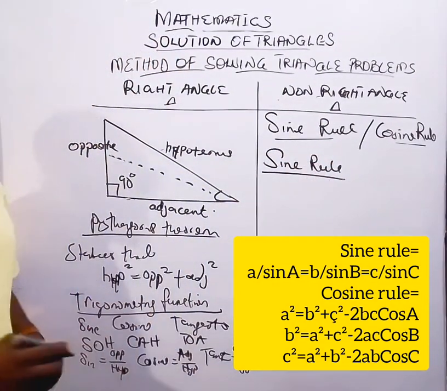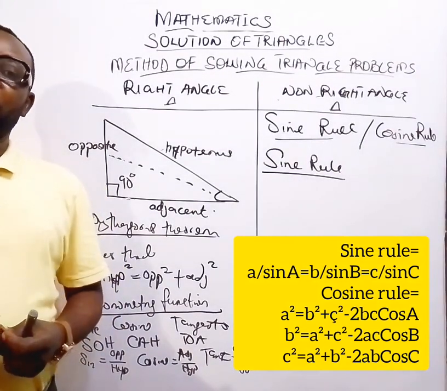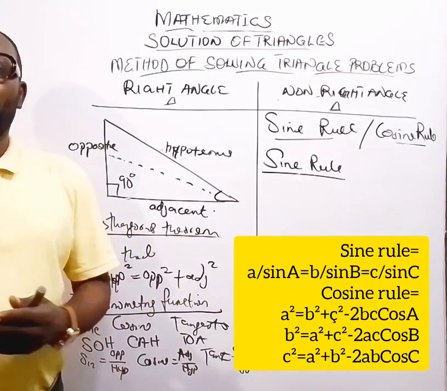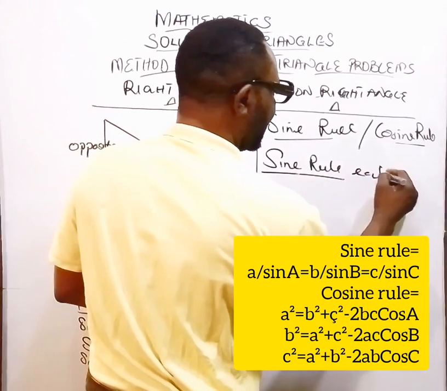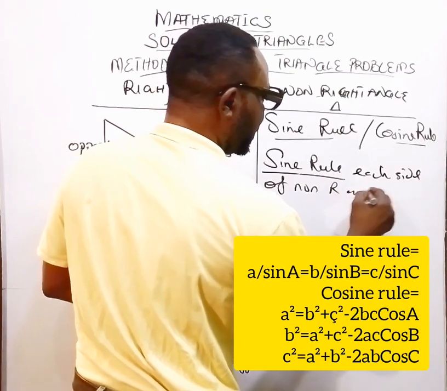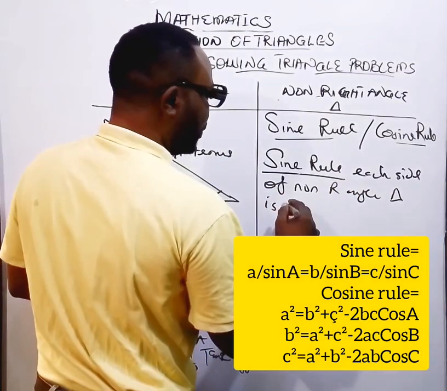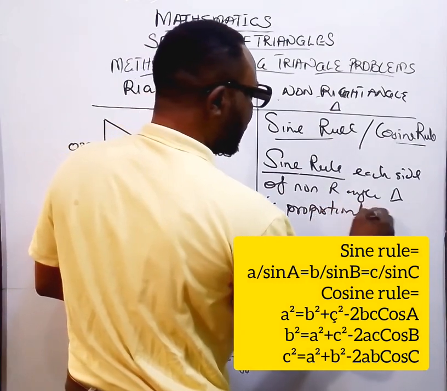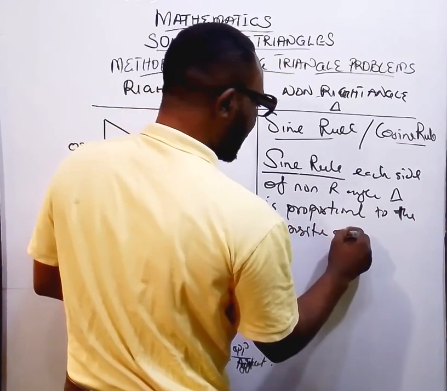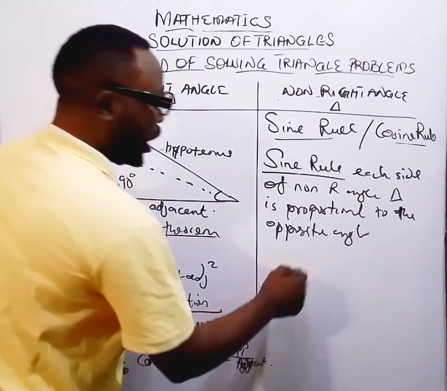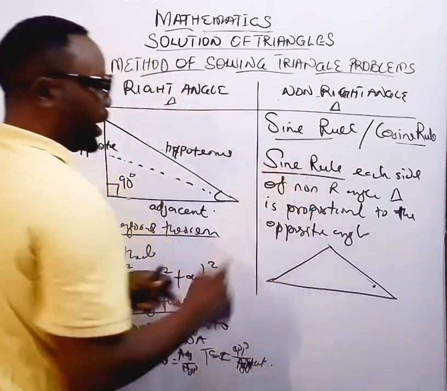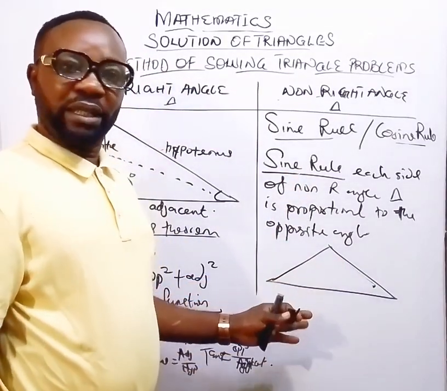The sine rule states that each side of a non-right angle triangle is proportional to the angle opposite to it. If you have a triangle like this, where none of its angles is equal to 90 degrees.